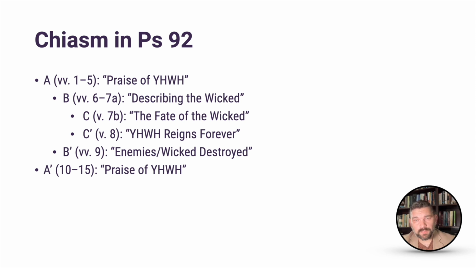Now, this is an interpretive step in making these chiasms, because they're obviously not written in our Hebrew Bible. So we might want to rework this so that the first C section, the fate of the wicked, becomes part of the description of the wicked, and then we make verse 8, Yahweh reigns forever, the center of this poem. That is another way of structuring this. But I just want to show you there are lots of ways to slice this up. It's something to look for as you're reading this poetry.